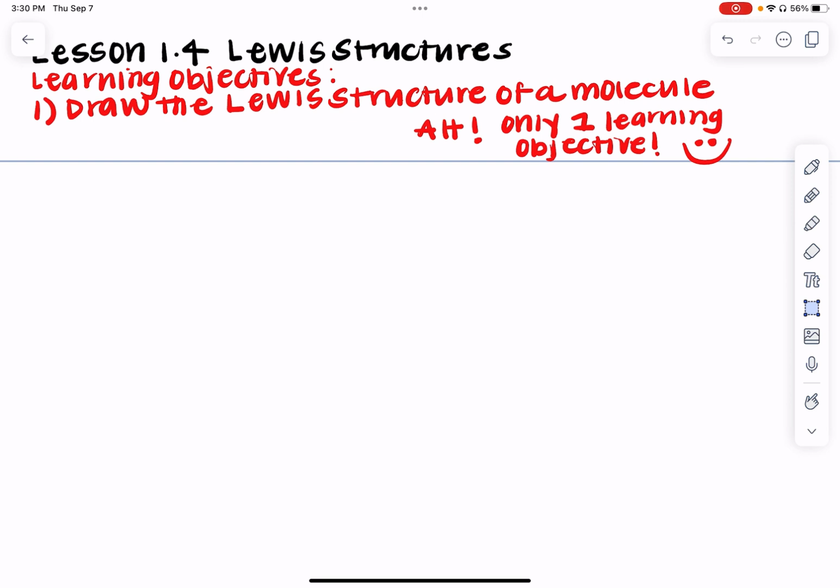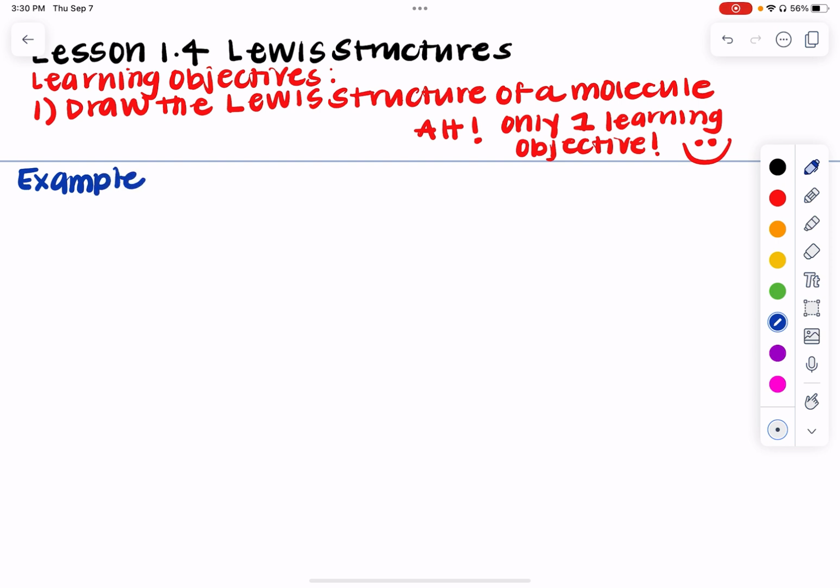But let's look at some examples of drawing Lewis structures and working through that kind of rule set I just went through. So example number one, draw the Lewis structure for PBr3. And this is phosphorus tribromide.